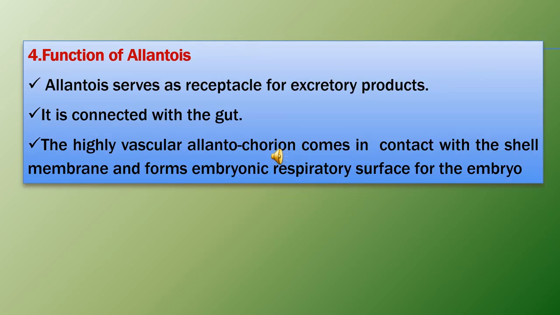Functions of allantois. The allantois serves as a receptacle for excretory products. It is connected with the gut. The highly vascular allantochorion comes in contact with the shell membrane and forms the embryonic respiratory surface for the embryo.